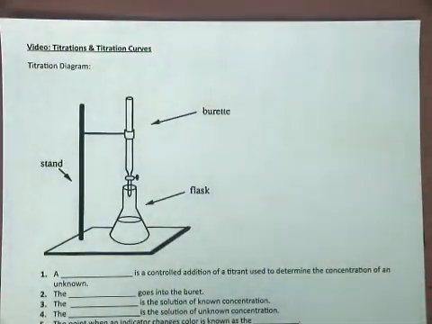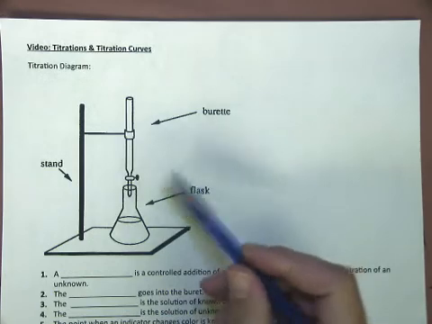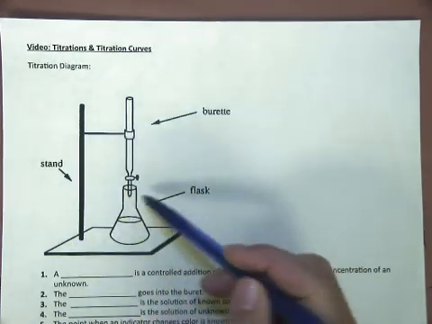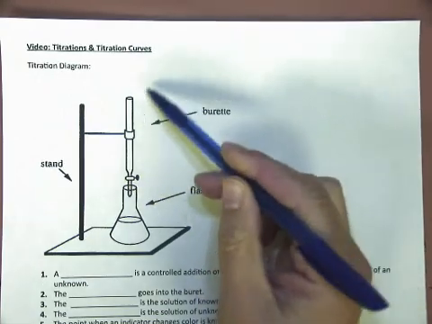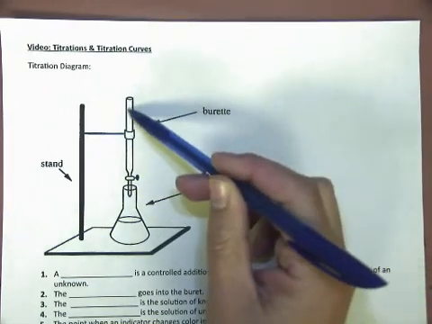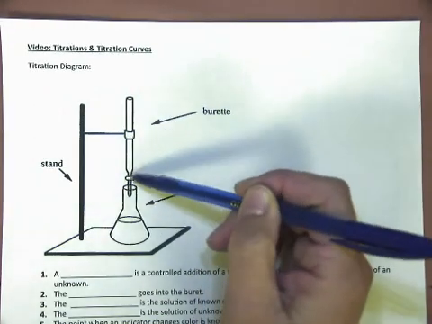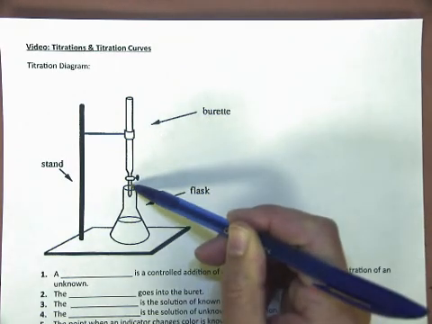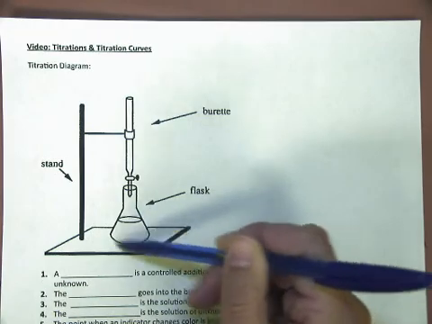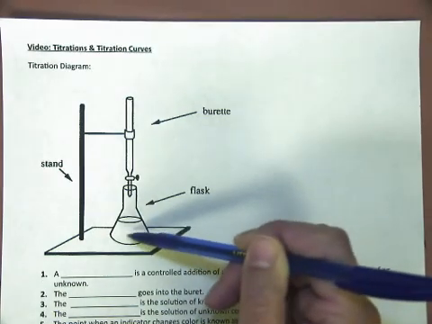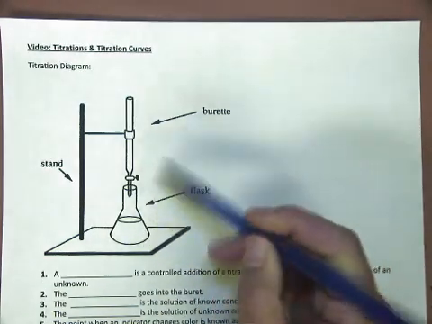This video is on titrations, titration curves, and calculations. So a titration is set up where we have a ring stand, we have an Erlenmeyer flask, and this is a burette. What happens is a titrant is put into the burette, and we titrate with the titrant into an analyte, and we are able to determine the concentration of our analyte.